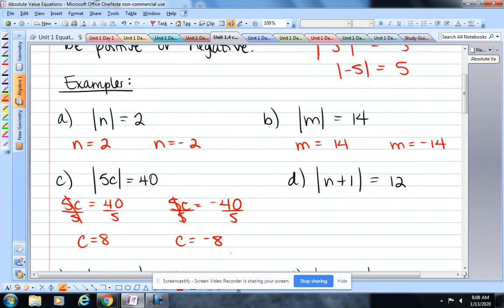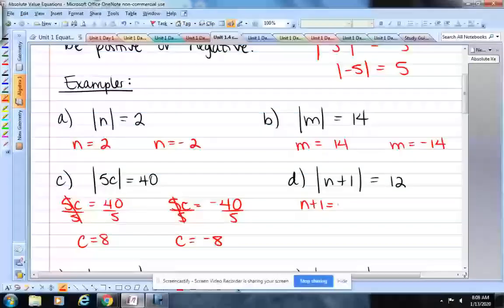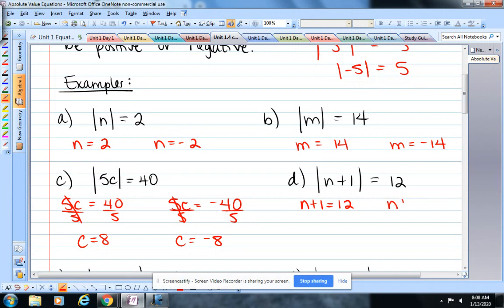All right. Let's do D. The absolute value of n plus 1 equals 12. Okay? So we make two equations. What does one equation say? And what's the other one say? Very good. That's it. That's what you're going to do every time, y'all.